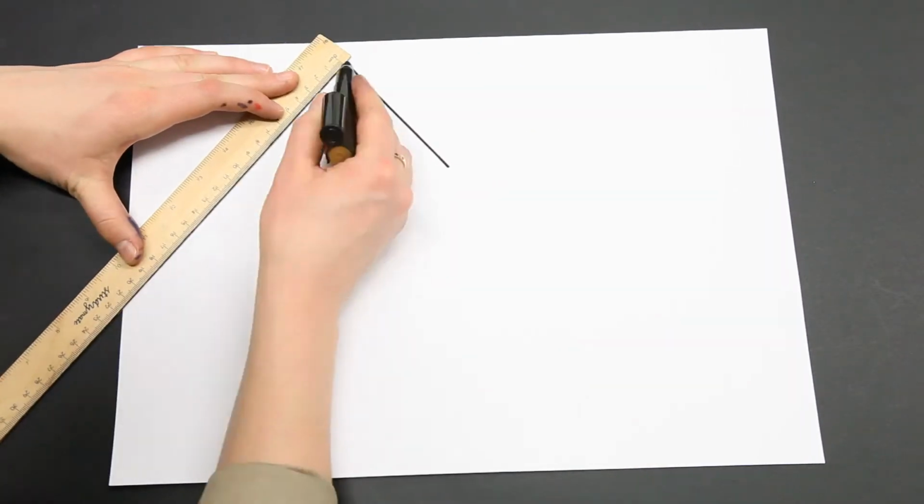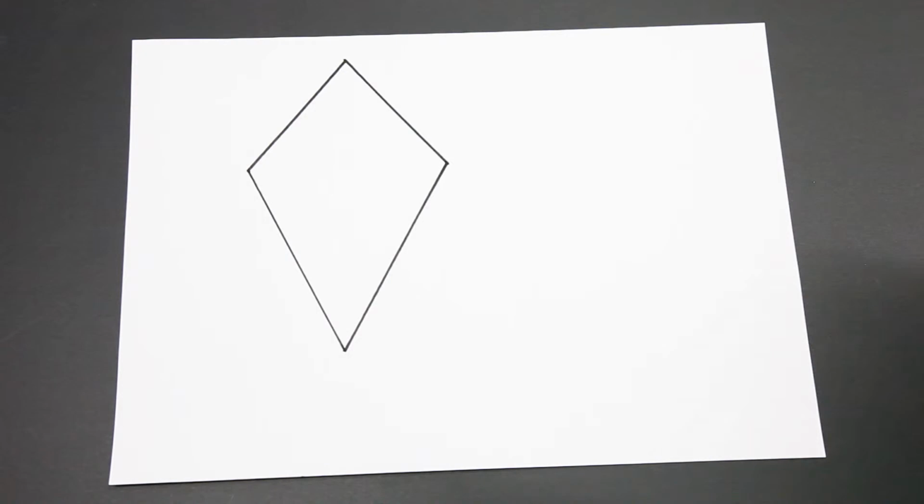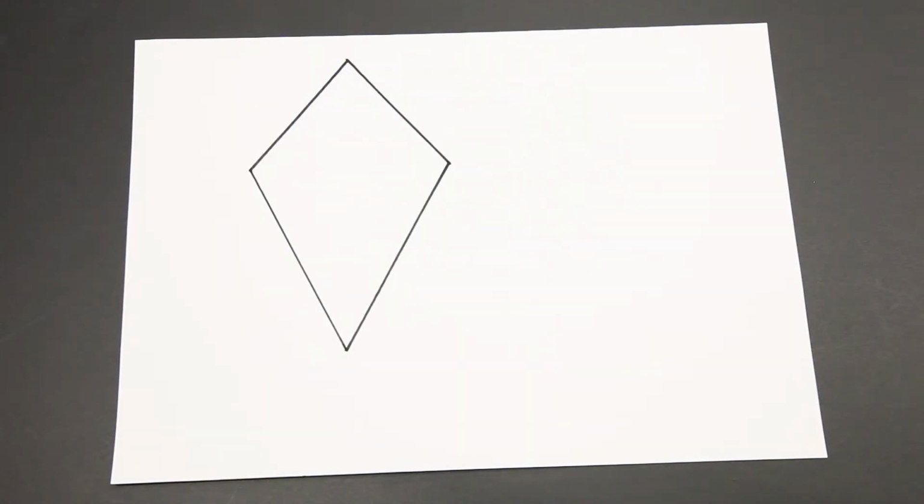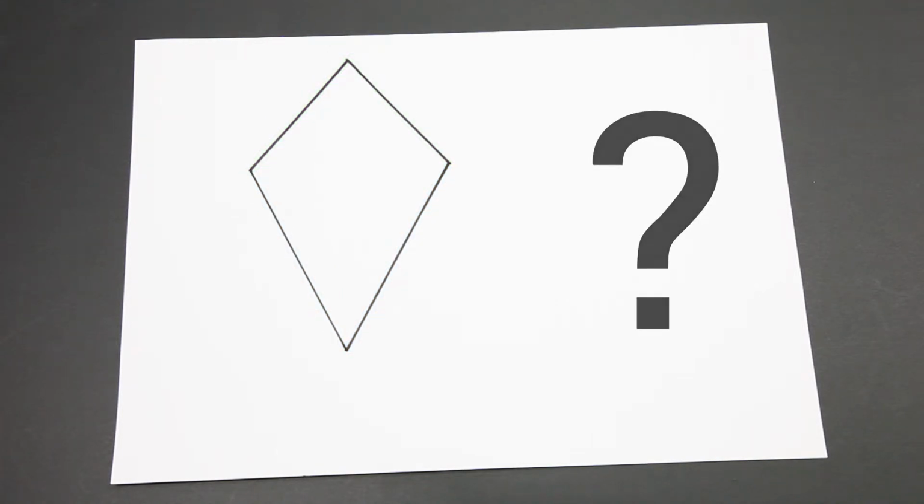Now let's try another shape, a kite. A kite is similar to a rhombus, but not all the sides are the same size. There are 2 pairs of equal sides that are next to each other. So these 2 sides are the same length, and so are these 2 sides. Can we use the same technique to find the area of a kite?